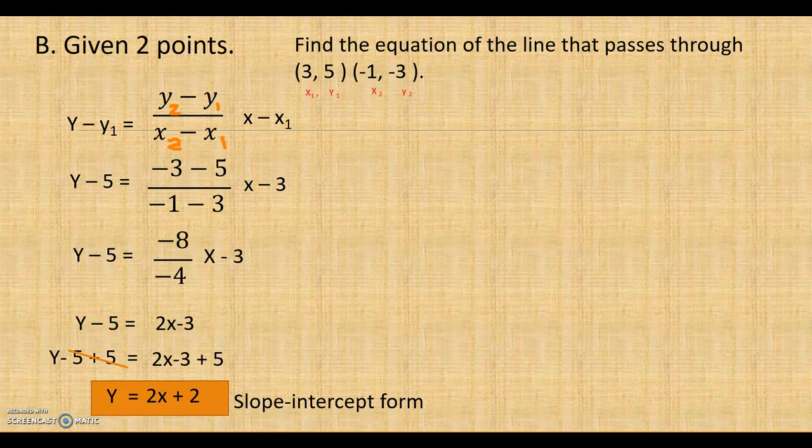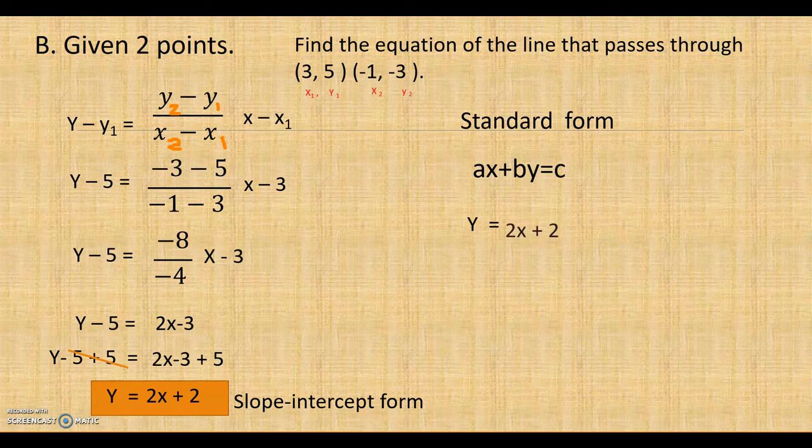To convert this into standard form, we have ax plus by is equals to c. So y is equals to 2x plus 2, transpose or subtract 2x both sides because 2x here is positive. To transpose to the other side, you have to change the sign. So since it is positive, it will be negative now. So subtract both sides negative 2x to cancel out the 2x from the other side. So our standard form is negative 2x plus y is equals to 2.